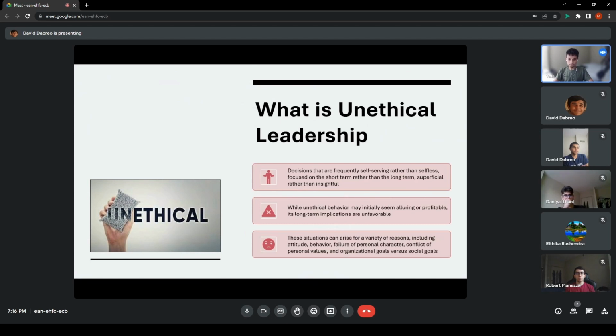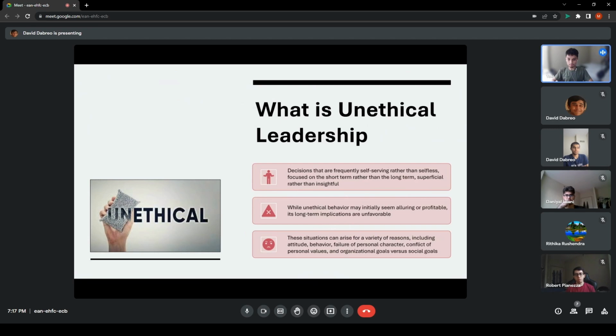An ethical dilemma is usually present whenever there is unethical leadership. A moral situation in which a decision must be made between two equally undesirable options is described as an ethical dilemma by Fernando. These situations can arise for a variety of reasons, including attitude, behavior, failure of personal character, conflict of personal values, and organizational goals versus social goals. When a decision maker for an organization must choose between two or more solutions that will have different effects on profitability, competitiveness, or possibly stakeholders in general, they are in a quandary.